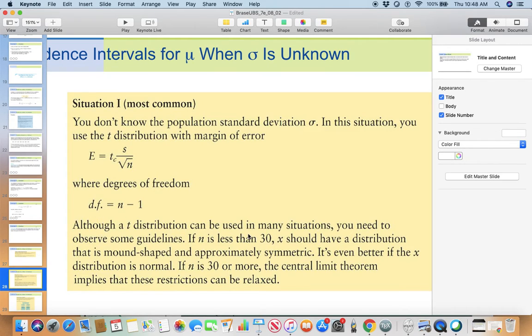Although a t distribution can be used in many situations, you need to observe some guidelines. If the sample size n is less than 30, X should have a distribution that is mound-shaped and approximately symmetric. You must at least have this, if not outright normal. It is even better if the X distribution is normal. If n is 30 or more, the central limit theorem implies that these restrictions can be relaxed. That is, we don't have to require X to be normal.